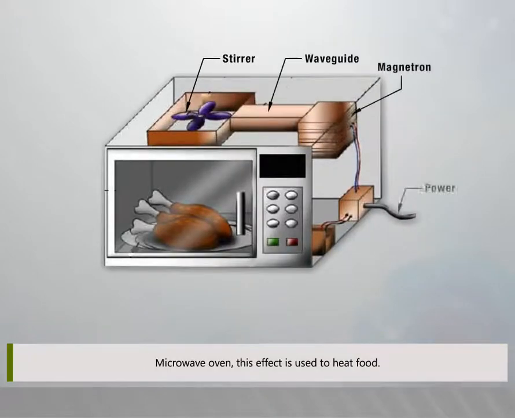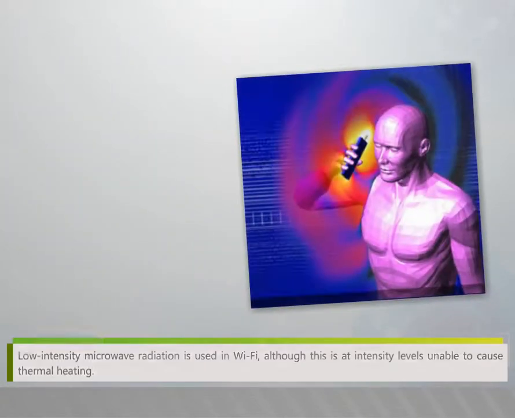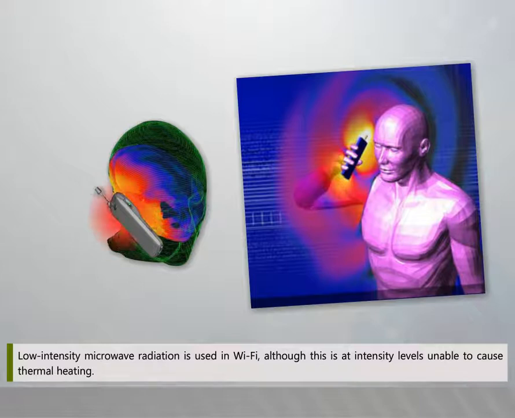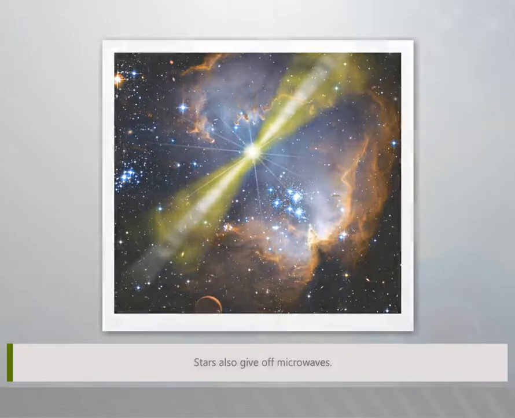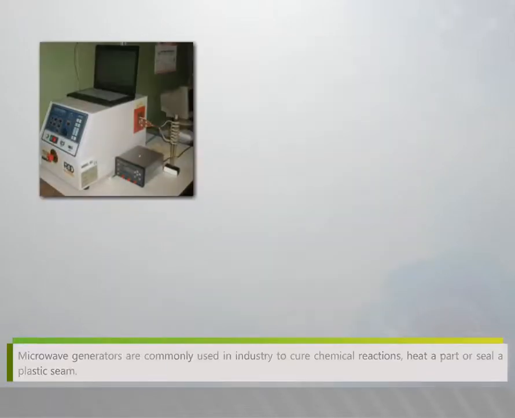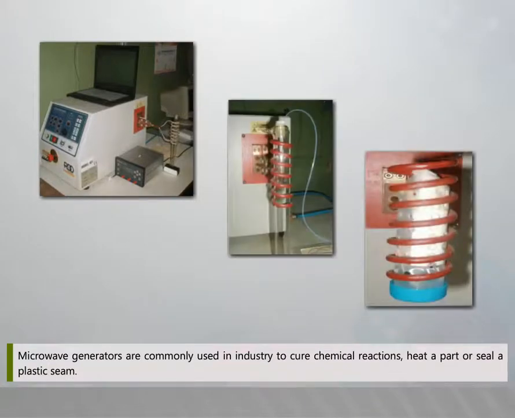Microwave oven. This effect is used to heat food. Low intensity microwave radiation is used in Wi-Fi, although this is at intensity levels unable to cause thermal heating. Stars also give off microwaves. Microwave generators are commonly used in industry to cure chemical reactions, heat a part, or seal a plastic seam.